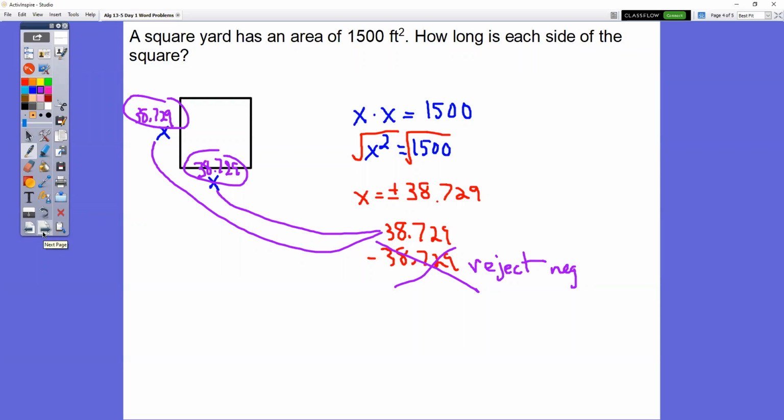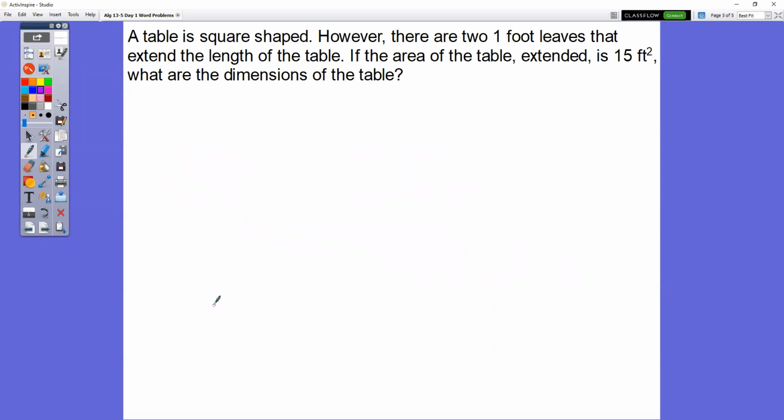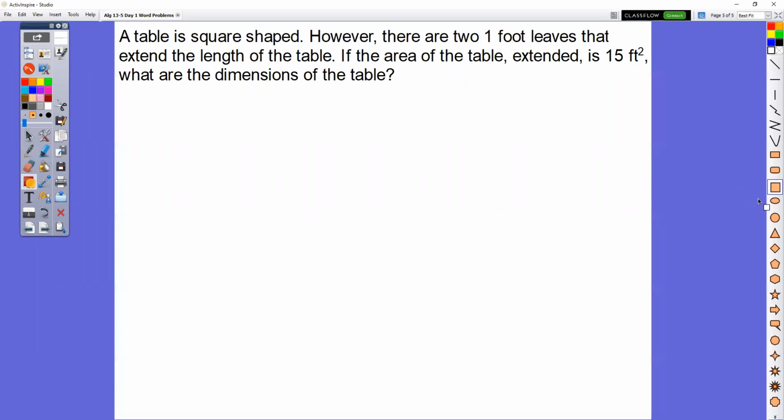So take a look at this last one. Go ahead and try this last one on your own, please. Now, with this one, it says that you have a square again. So let's draw a square.